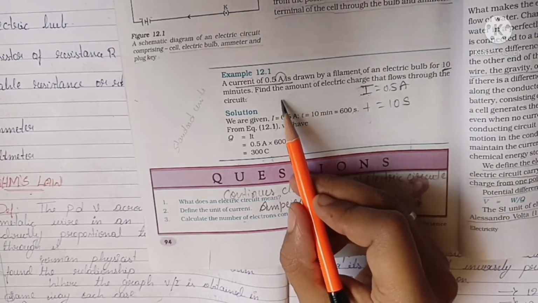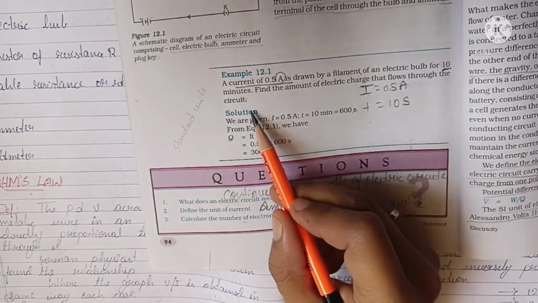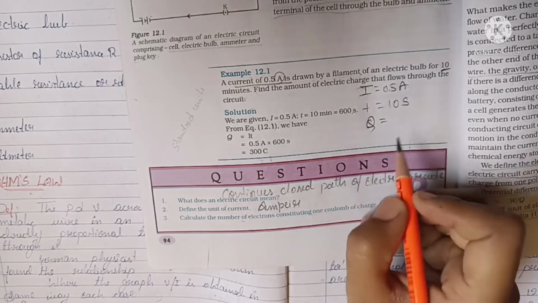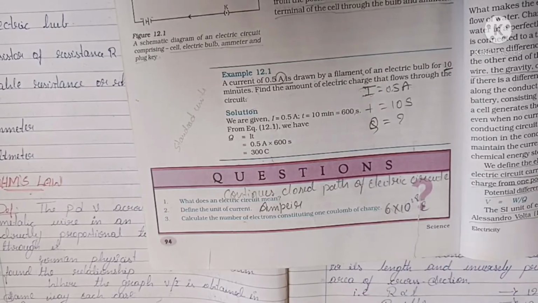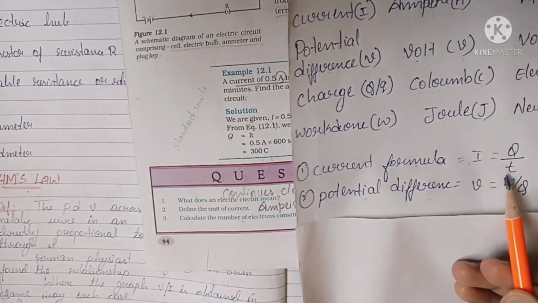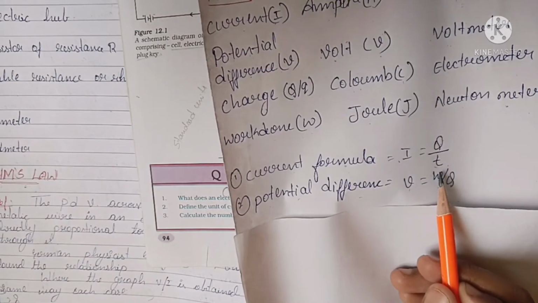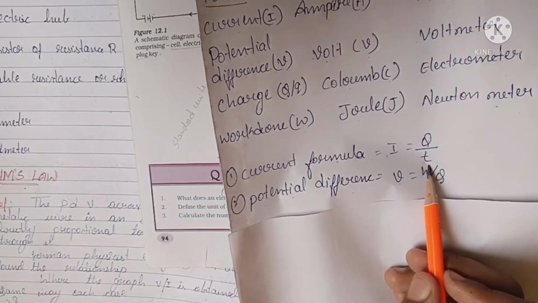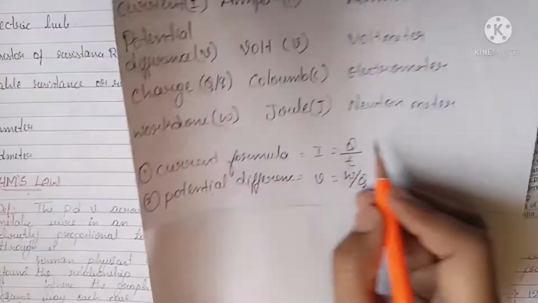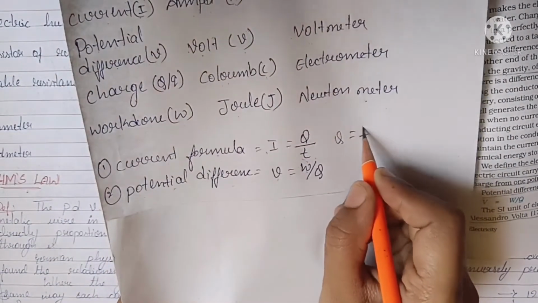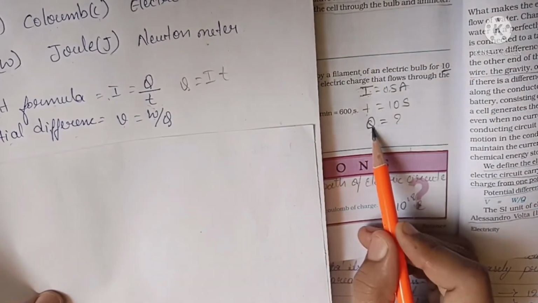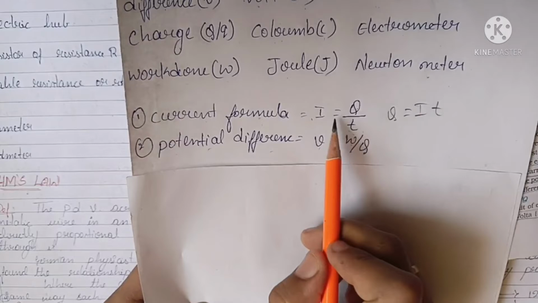So what we have to find? Find the amount of electric charge that flows through the circuit. So we need to find the charge. Charge in the sense Q. We need to find out this Q. And we have the formula here, I is equal to Q by T. How to mention what we have to find out here? Q we have to find out here. So just change this to Q is equal to I into T. They have given I for us, they have given T for us. So we have to change our formula according to our requirement.